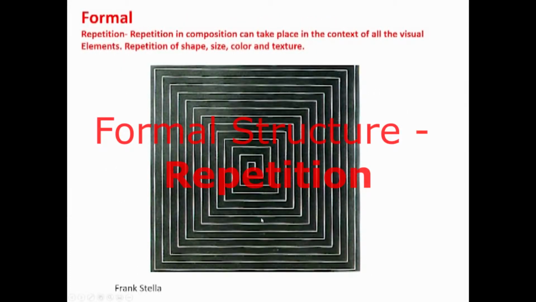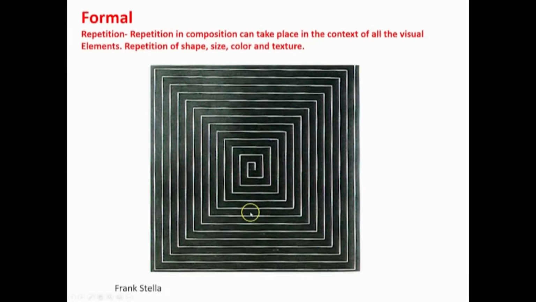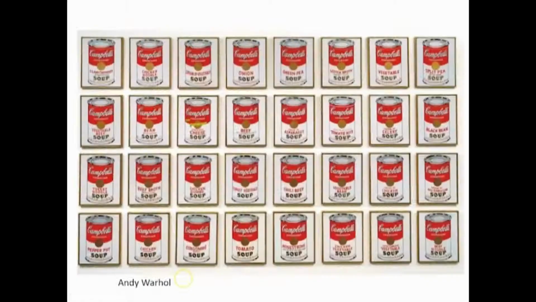Repetition in terms of formal structure. We can talk about repetition. Here, Frank Stella's painting, this repeated square, equally spaced, slowly coming down, all calculated in a very formal, consistent way. Andy Warhol used repetition to talk about consumerism and mass-produced products, as in these Campbell soup cans.